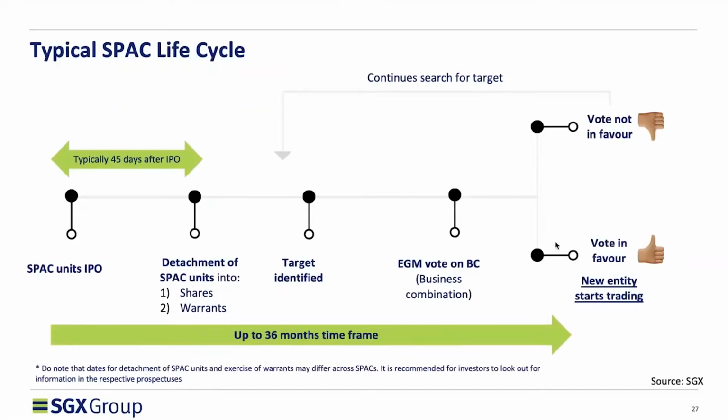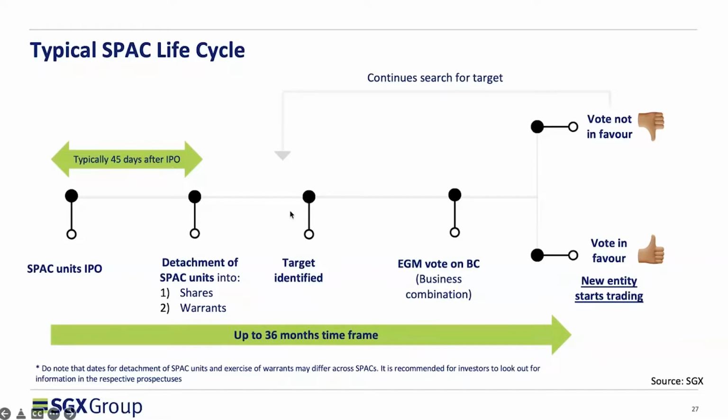Okay, to be able to do that, what we want to go through first is the SPAC life cycle. So we mentioned earlier that what happens at the start would be the sponsors listing the SPAC units through an IPO. Thereafter, the SPAC units will be detached into two different parts, the SPAC shares and the SPAC warrants. This typically takes place 45 days after the IPO, but it can differ from SPAC to SPAC. Whether it's an automatic detachment or not can also differ from SPAC to SPAC. So we need to be checking the prospectus very carefully to make sure that we are aware of all of the terms.